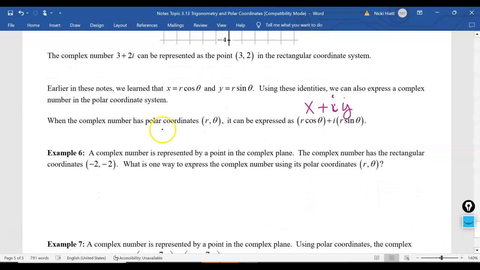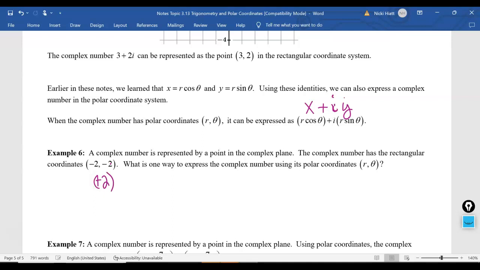So a complex number is represented by a point in the complex plane. The complex number has the rectangular coordinates -2, -2. What is one way to express the complex number using its polar coordinates? So if we wanted to use the polar coordinates here, we'd first just convert to polar coordinates. So to do that, we need the r and the theta for that.